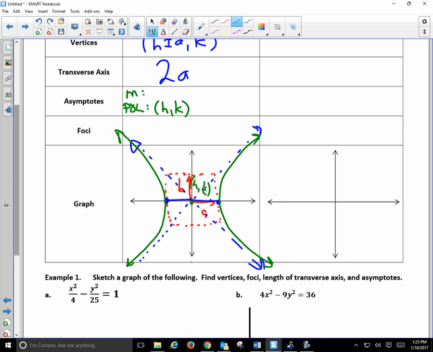Okay. The slope. Look at the slope. What is the rise for the box? What's the run? b over a. And one is positive and the other is negative. And then when you write an equation for a line, it's of the form y minus y1 is equal to m times x minus x1.